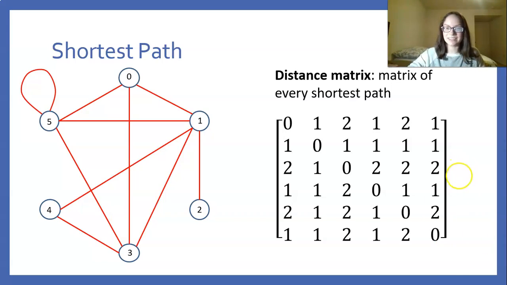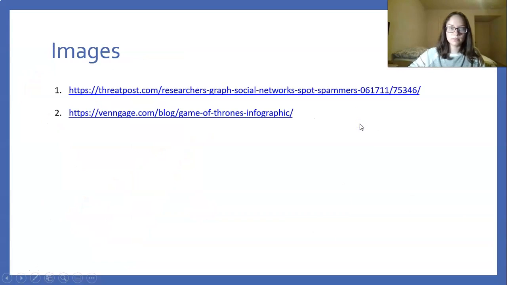Anyway, we see that the distance matrix just records the shortest path, or the length of the shortest path, really, which is the distance between two nodes. Okay, so that's the end of the graph theory basics.